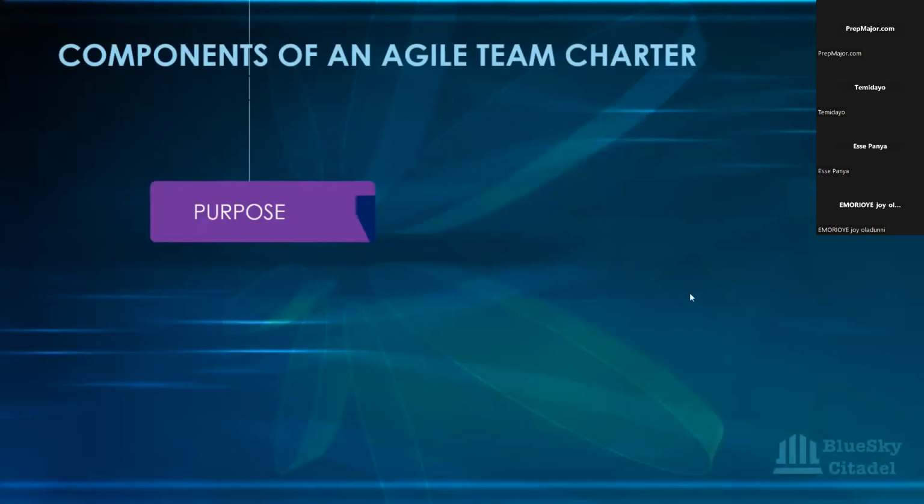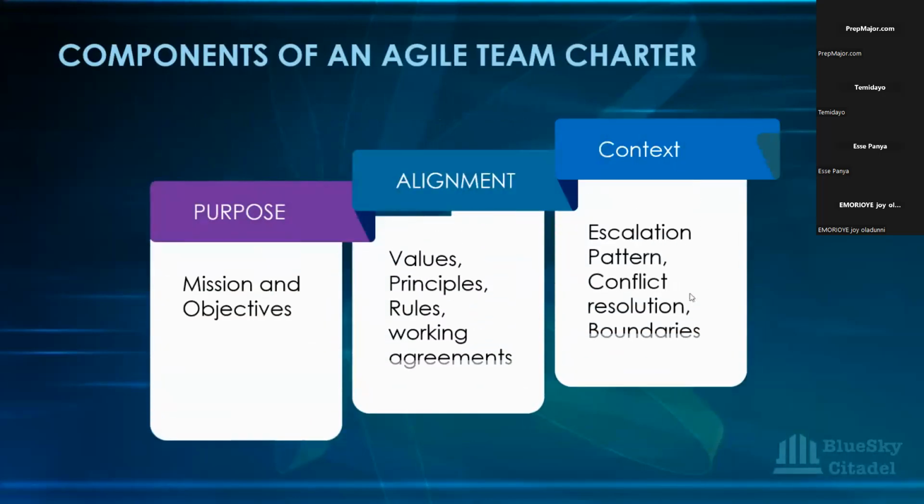So there are some components of agile team charters. It is broken down into these three: the purpose, the alignment, and the context. The purpose talks about the project vision, the mission, the objectives. So it basically discusses why we are here, what we are trying to do, how we are going to get to where we want to get to, and why we are actually building this project.